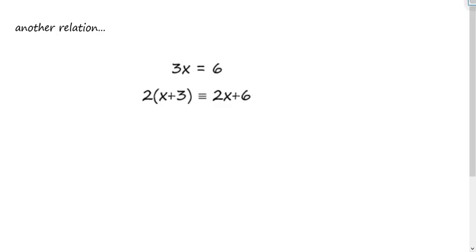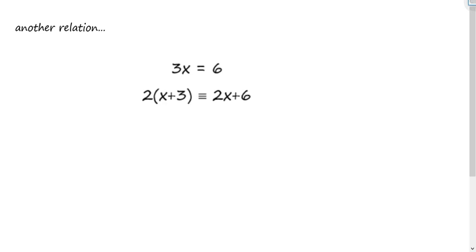Here's another example of a relation. 3x equals 6. So all we did here, if you notice, going from here to here, so looking at these two, going from this first one to the second one of these is a relation. Which one is it?